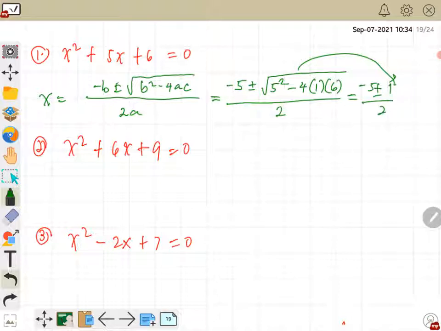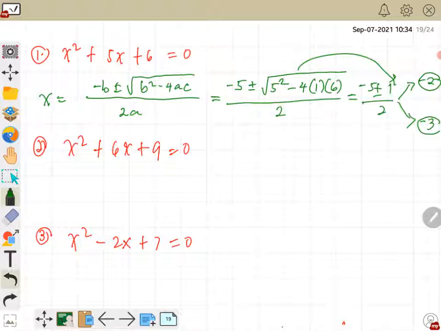This tells us that the solutions are negative 5 plus 1, that's negative 4, divided by 2, that's negative 2. The other one is negative 5 minus 1, negative 6, divided by 2, negative 3. So these are our values for the number 1 equation: negative 2 and negative 3.